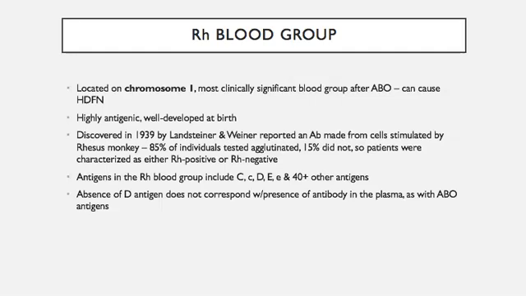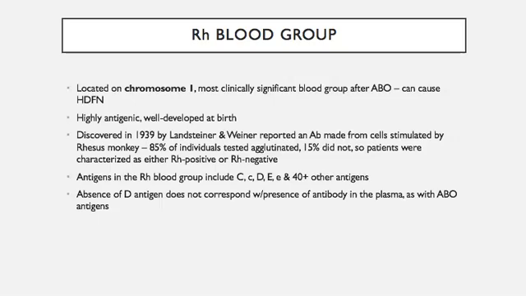The absence of a D antigen does not correspond with the presence of an antibody in the plasma like we have with those naturally occurring ABO antigens. So antibody production for the Rh blood group system has to be stimulated by exposure during pregnancy or transfusion. One exception to that is there might be some naturally occurring anti-big E.